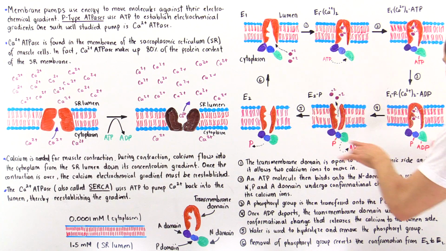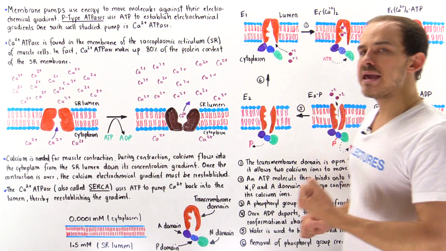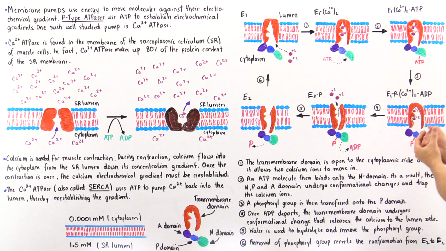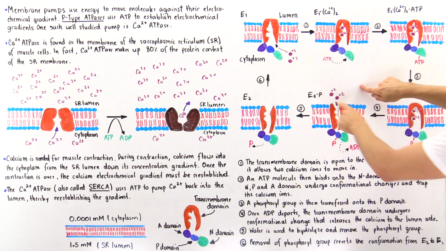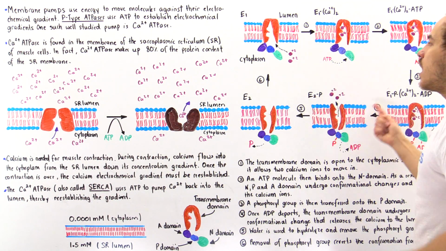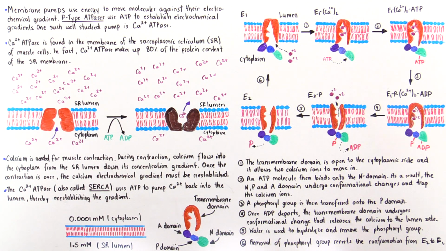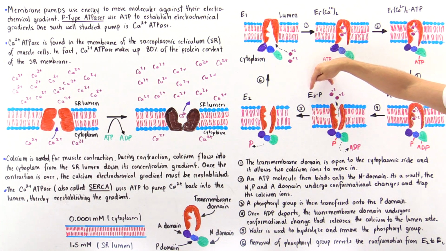Now, in the next stage, as the ADP detaches, that creates a conformational change in the structure of that domain. And so what happens, that domain basically inverts. It opens up to the other side of the membrane, and that allows these calcium ions to exit that particular transmembrane region. And so now the calcium ions end up on the other side, on the lumen side of the membrane. And notice we still have that phosphoryl group attached onto the blue domain, the P domain. And so this stage is known as the E2P.